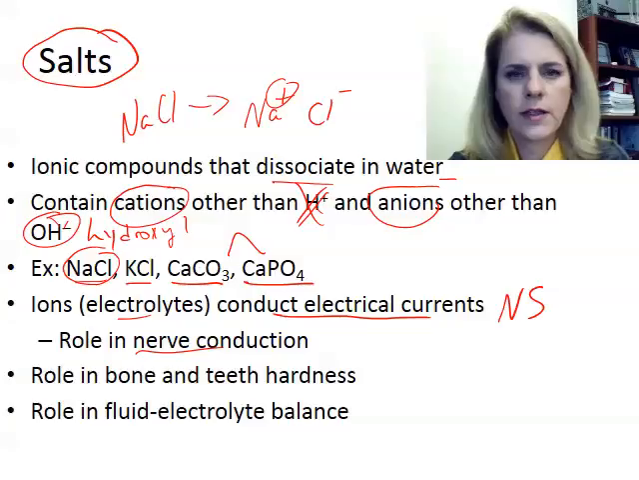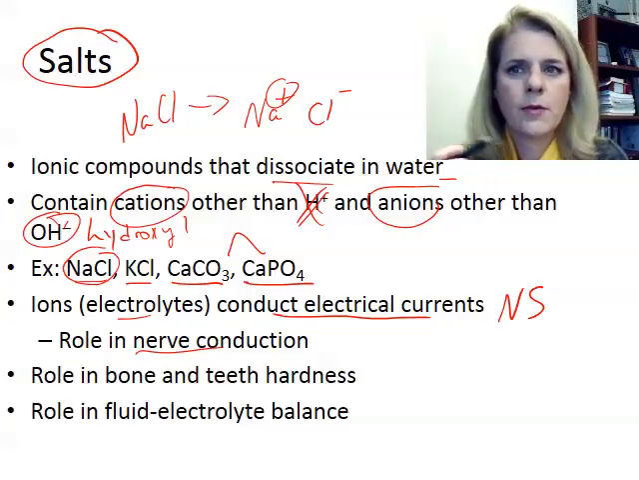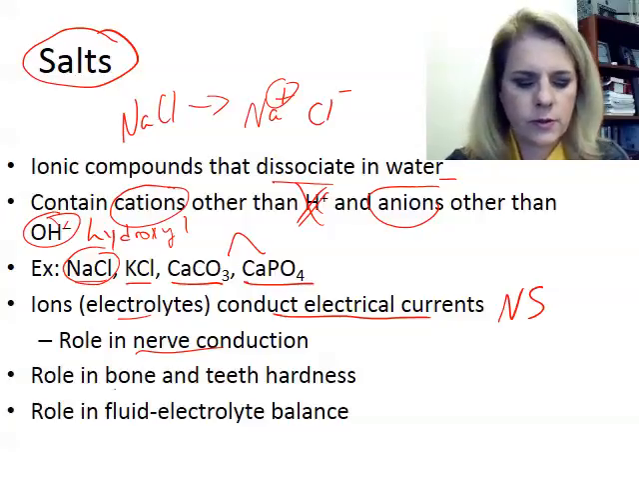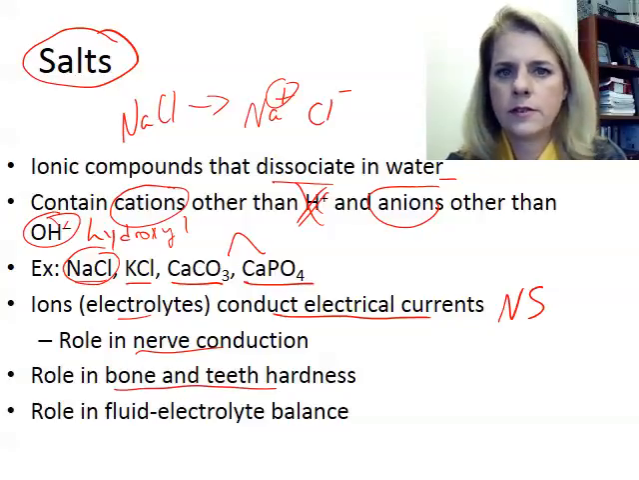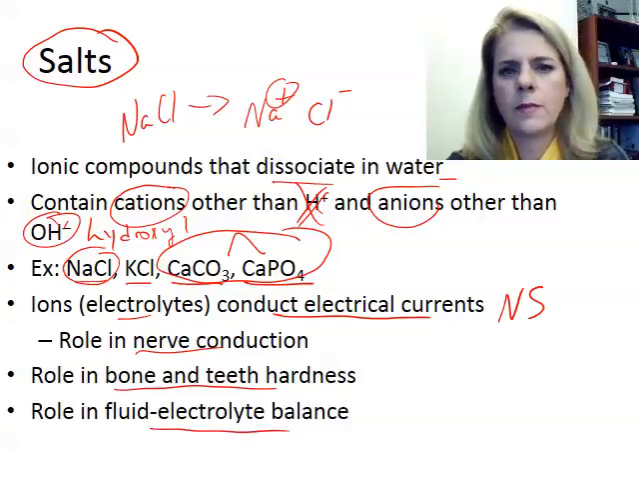These salts, think about bone, and remember salts are usually crystals. And so think about bones and teeth as kind of glorified crystals. Bone and teeth are hard because of the salts that are in them. Calcium carbonate and calcium phosphate give your bone and teeth their hardness. And again, they play a role in electrolyte balance.